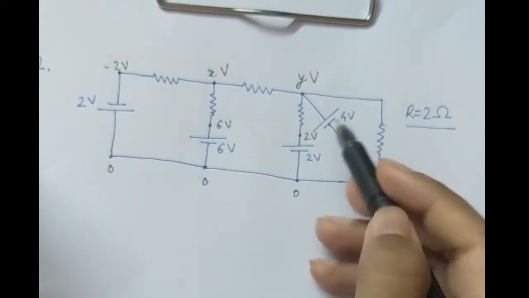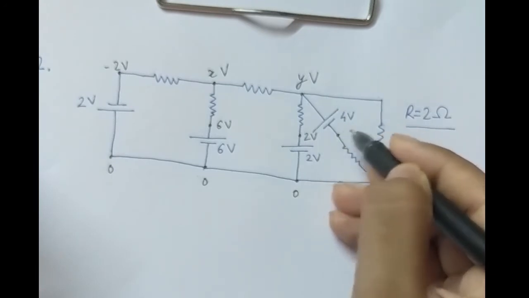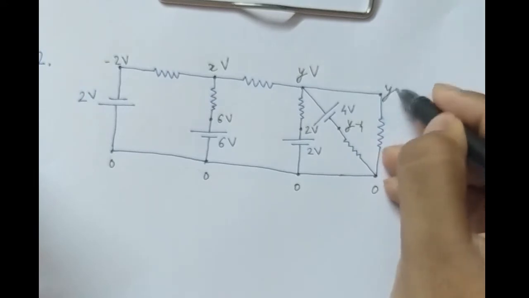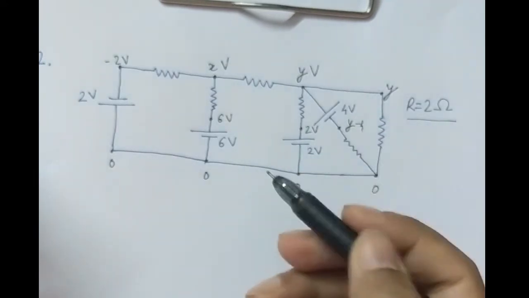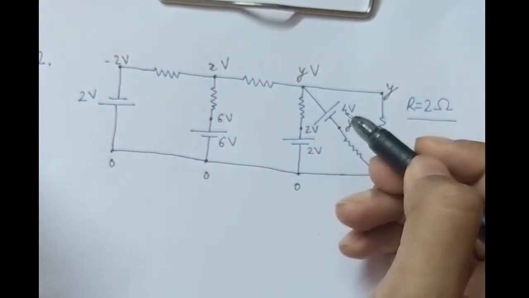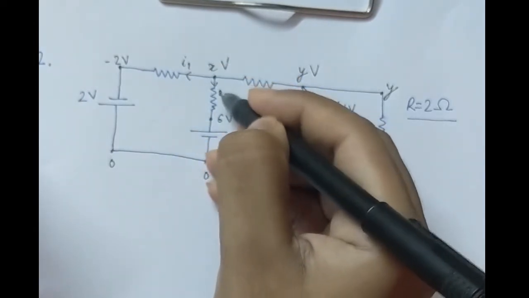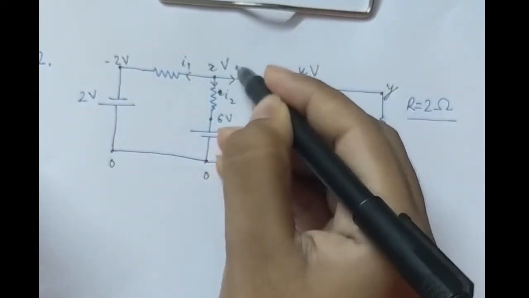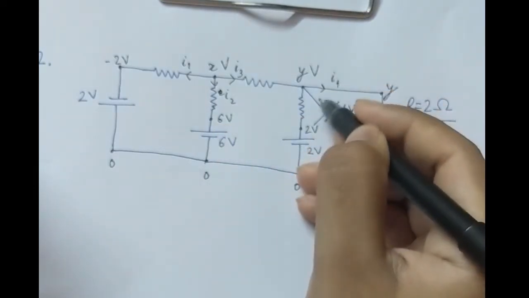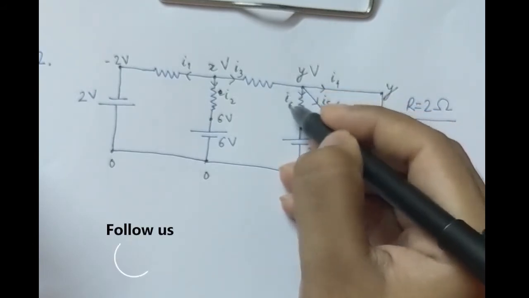With this as Y volts, we can now calculate that if the positive terminal is at Y, the negative terminal is going to be at Y minus 4. This terminal is also going to be at Y volts. So now we again start with the measurement of the currents. We take two junctions, the X junction and the Y junction, and label the currents I1, I2, I3, I4, I5, and you have I6 going out.